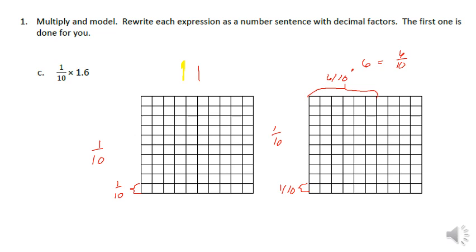Our 6/10 here are going to be right here. It's our 6/10. So we're going to go ahead and shade those in. I'm going to use a highlighter. So this one here says 1 whole. So we would end up shading in this whole model because it's 1 whole.